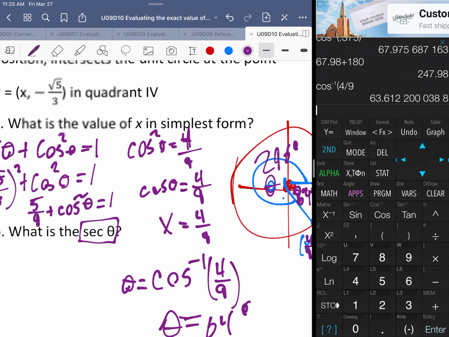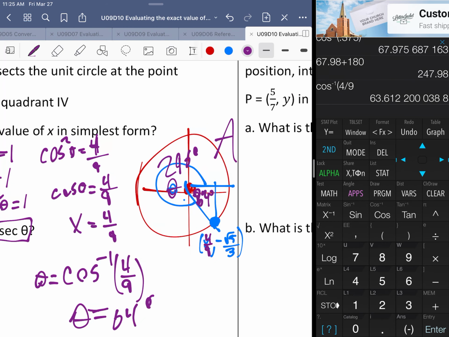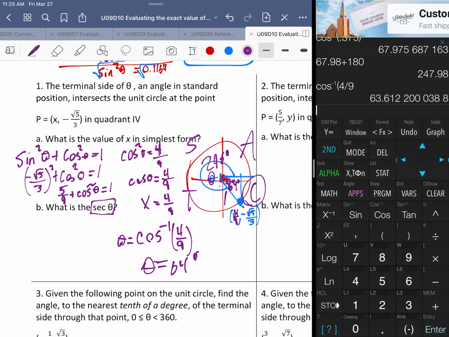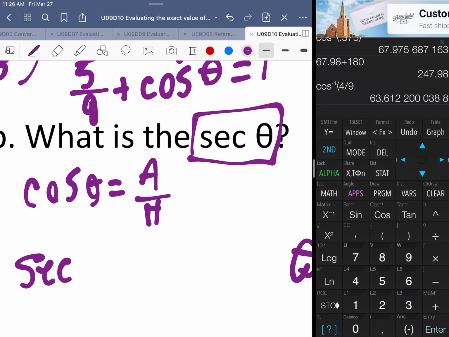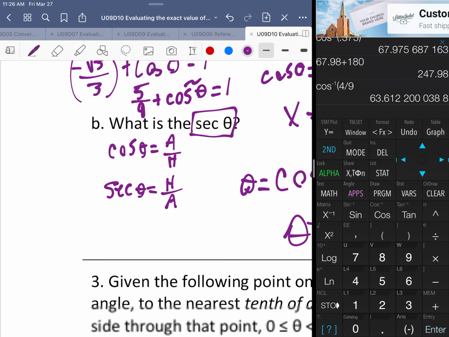All right, so secant in this quadrant, we remember we have all students take calculus, and that means cosine is positive in this quadrant, and secant is the reciprocal of that. So our answer should be positive in this quadrant. Remember the radius is 1 because it's the unit circle, and the secant of theta is the reciprocal of cosine. So cosine theta is adjacent over hypotenuse. So secant theta is hypotenuse over adjacent.